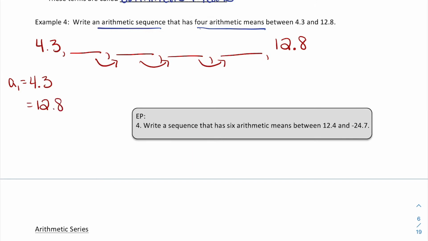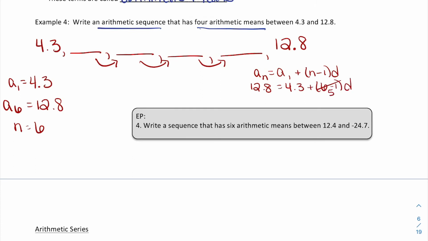Well, if I look, 1, 2, 3, 4, 5, 6. 12.8 would be considered a sub 6. So I actually have six terms. I know the first term and I know the last term. So if I go to the formula, a sub n equals a sub 1 plus n minus 1 times d, I have my last term of 12.8. I have my first term of 4.3. I know there are six terms, but I don't know the common difference.